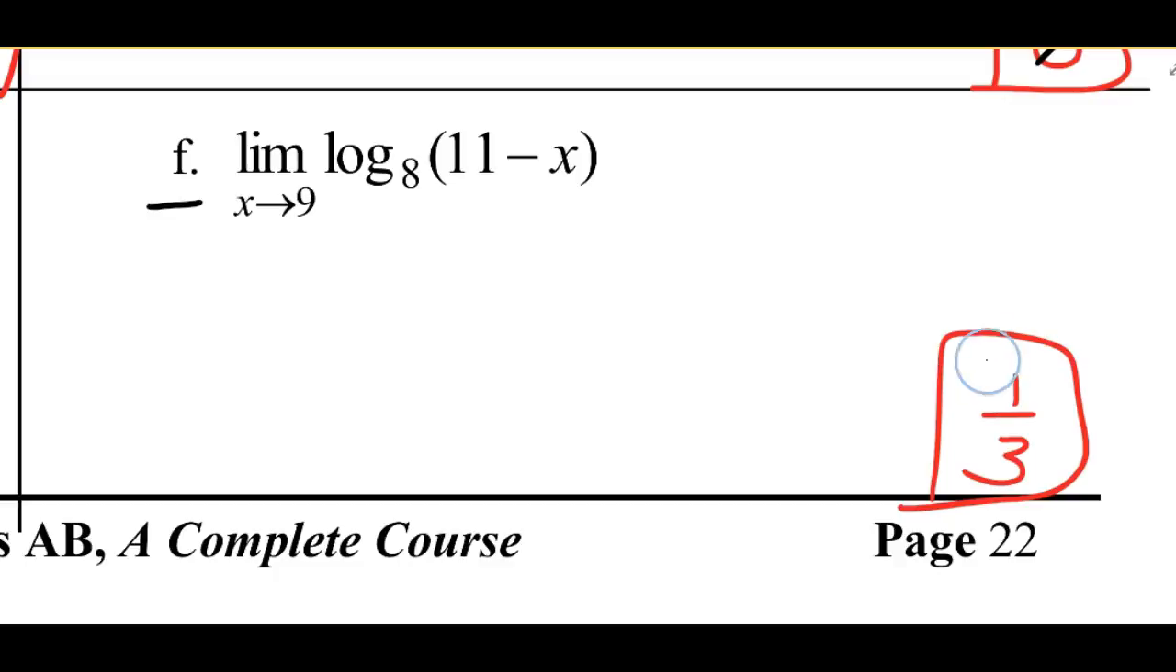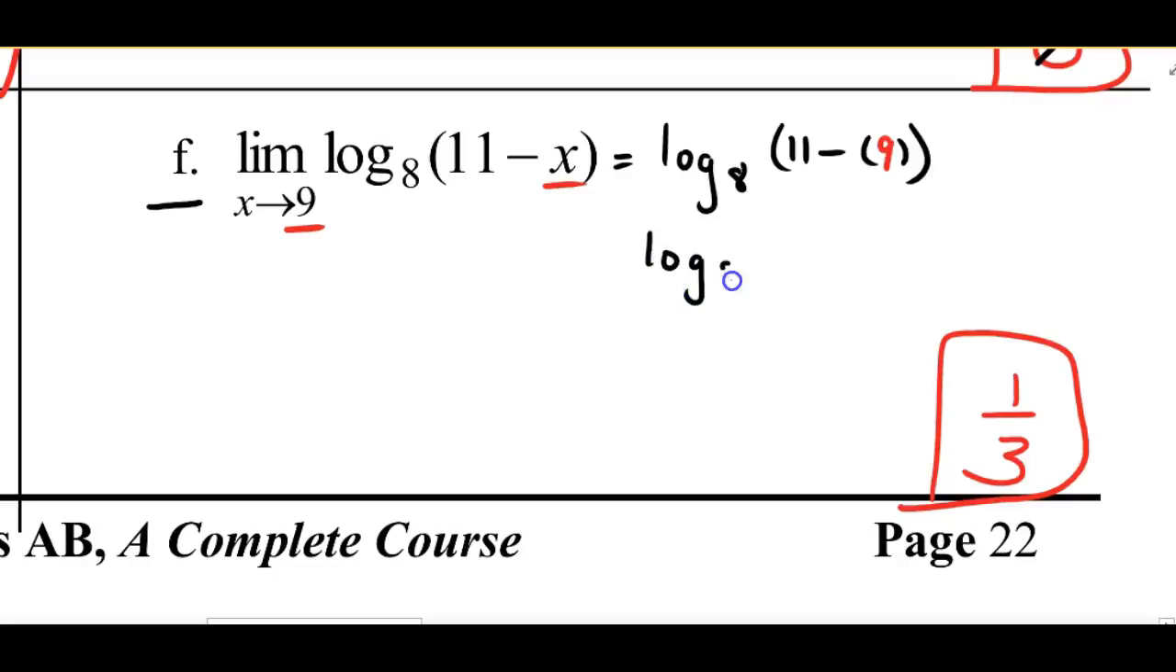All right, how did I get 1/3 for F? To take the limit as x approaches 9, I want to evaluate this log function at x equals 9. So I'm going to start with the function log base 8 of 11 minus my unknown value. That x value is 9. Log base 8 of 11 minus 9 is log base 8 of 2.